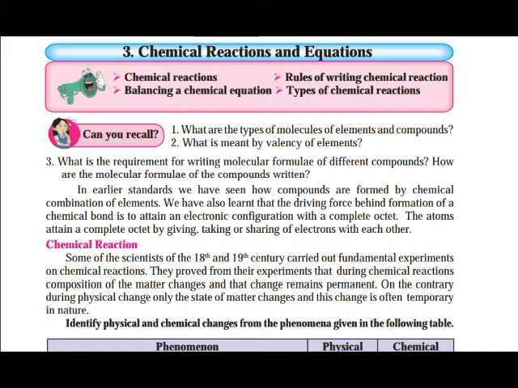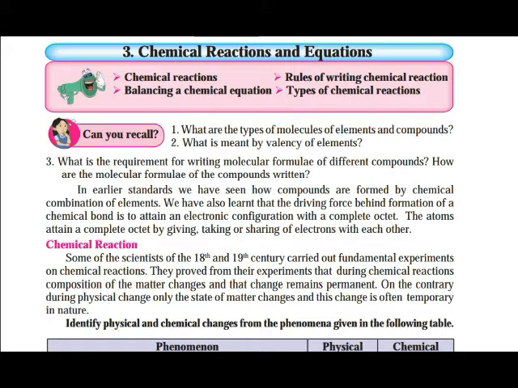We have also learned that the driving force behind formation of a chemical bond is to attain an electronic configuration with a complete octet. The atoms attain a complete octet by giving, taking or sharing of electrons with each other. How is the octet completed? By giving, taking or sharing of electrons.